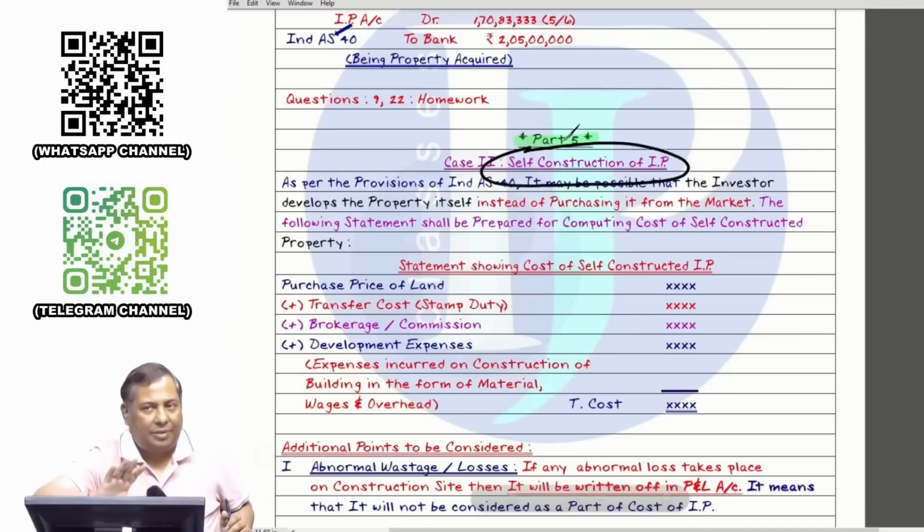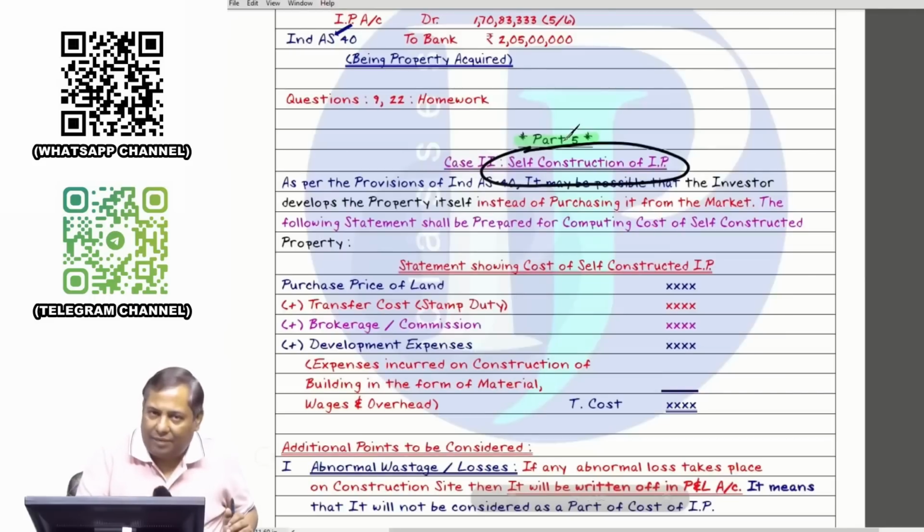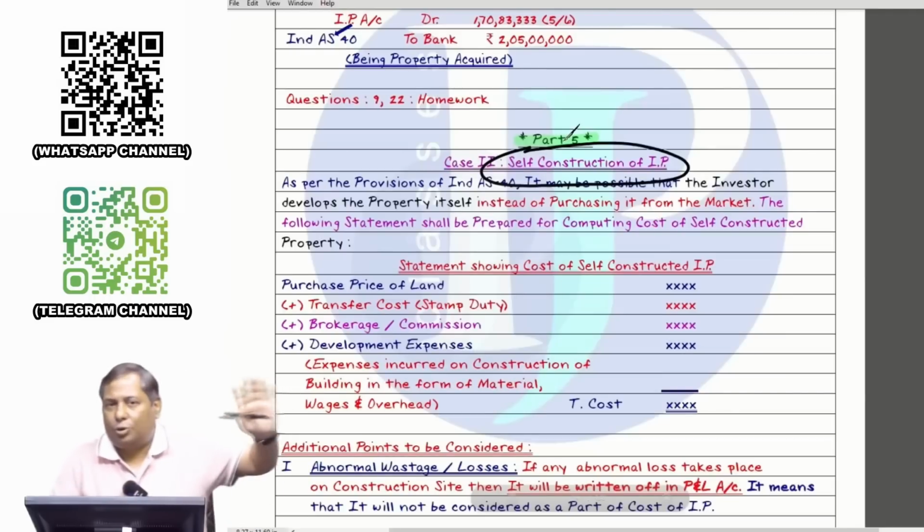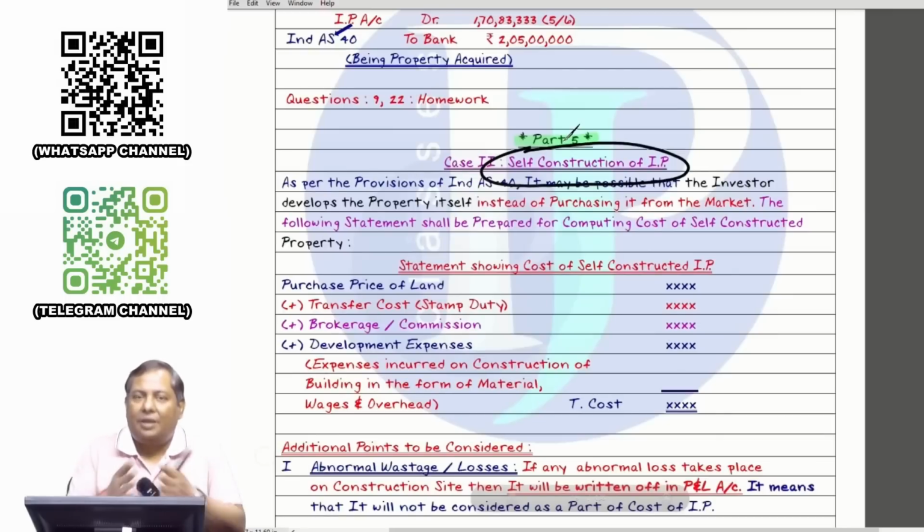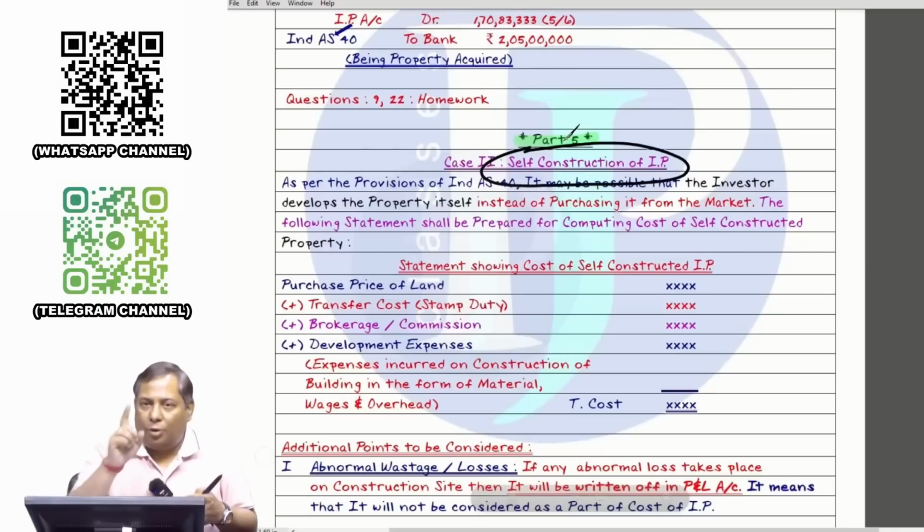So keep 2 things in mind. First, in Ind AS 23, interest capitalization is allowed in self-construction. Acquisition is not time consuming, so interest is not capitalized in it. But self-construction takes substantial time. Once the qualifying asset definition is met, interest is capitalized. So abnormal loss goes in P&L, but interest can be capitalized.